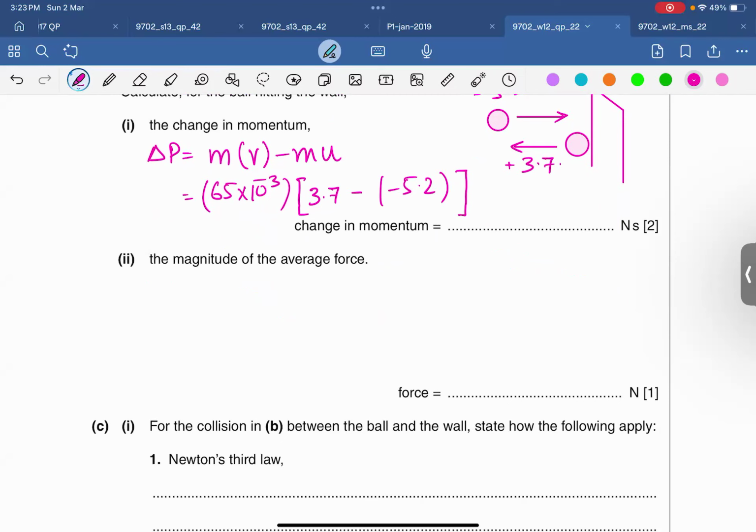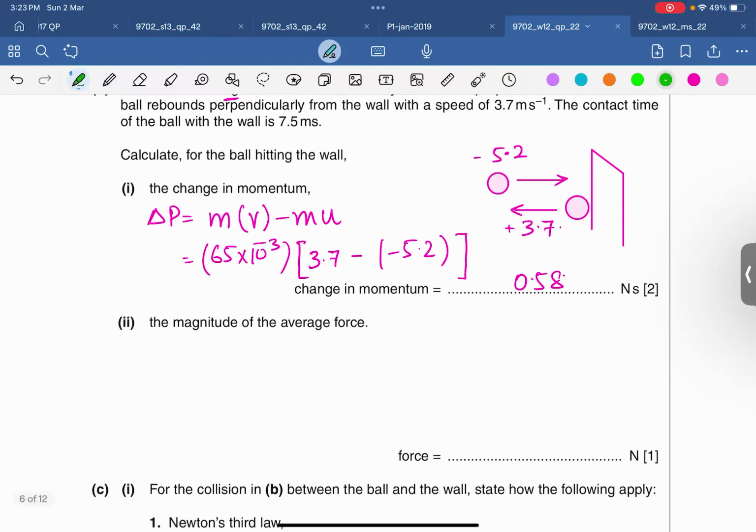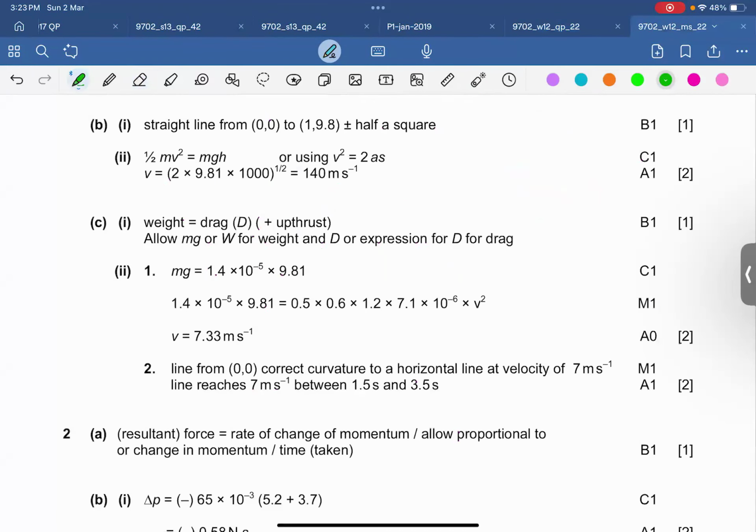Take your calculator. Sir, 0.58. Okay. If somebody considers this direction as negative and this as positive, then he or she has to put the negative sign, but the negative sign is not required. If you ignore it, you'll still get the mark. Let me see the marking key.